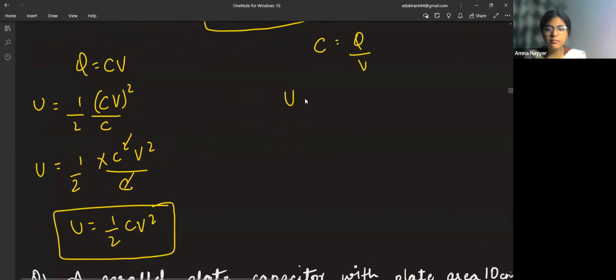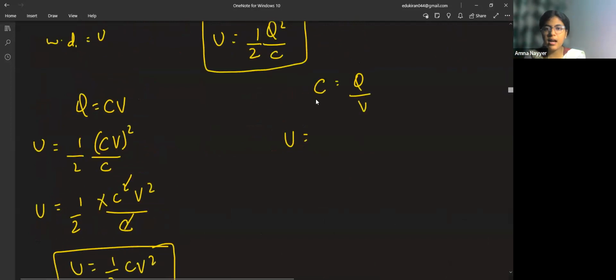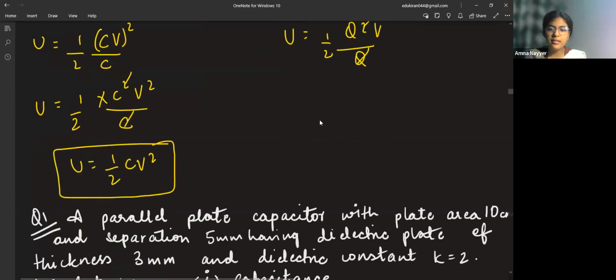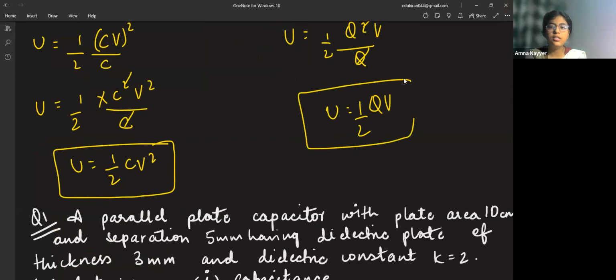So that becomes half Q square. Now, instead of capacitance, I'll put charge by potential. Square, and Q gets cancelled. The formula that is obtained is half Q into V. So you have a total of 3 formulas, right?